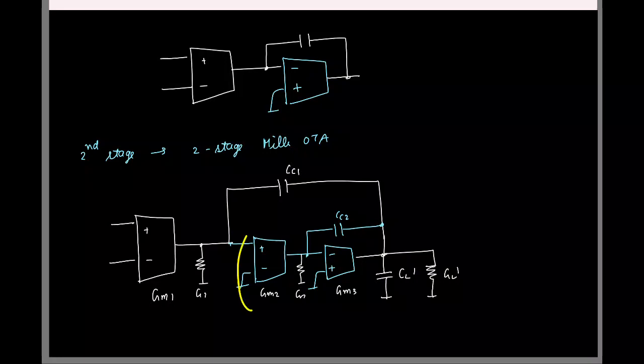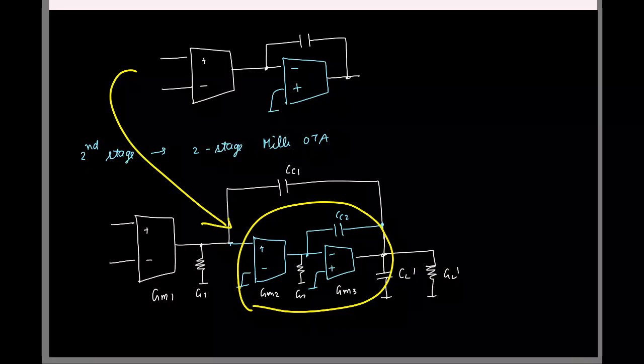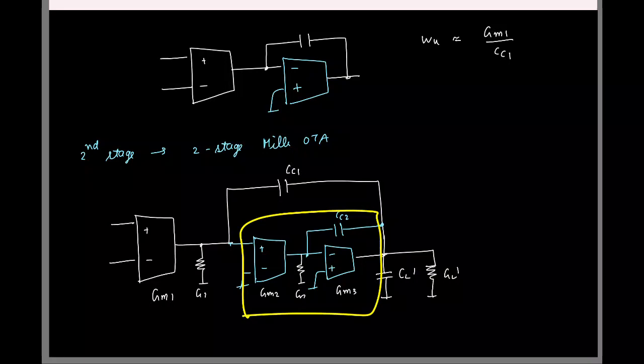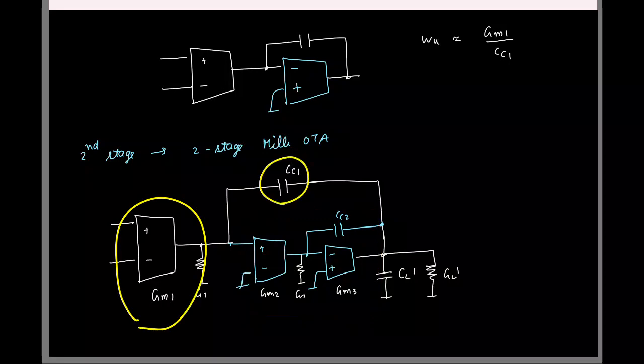Again, assume that this is basically another OTA, right? We derived it using a 2-stage OTA. For the outermost stage, omega u is what? GM1 by CC1. I mean, because you assume that this guy is another OTA, and you can think of it as a 2-stage op amp, so that omega u is GM1 by CC1.